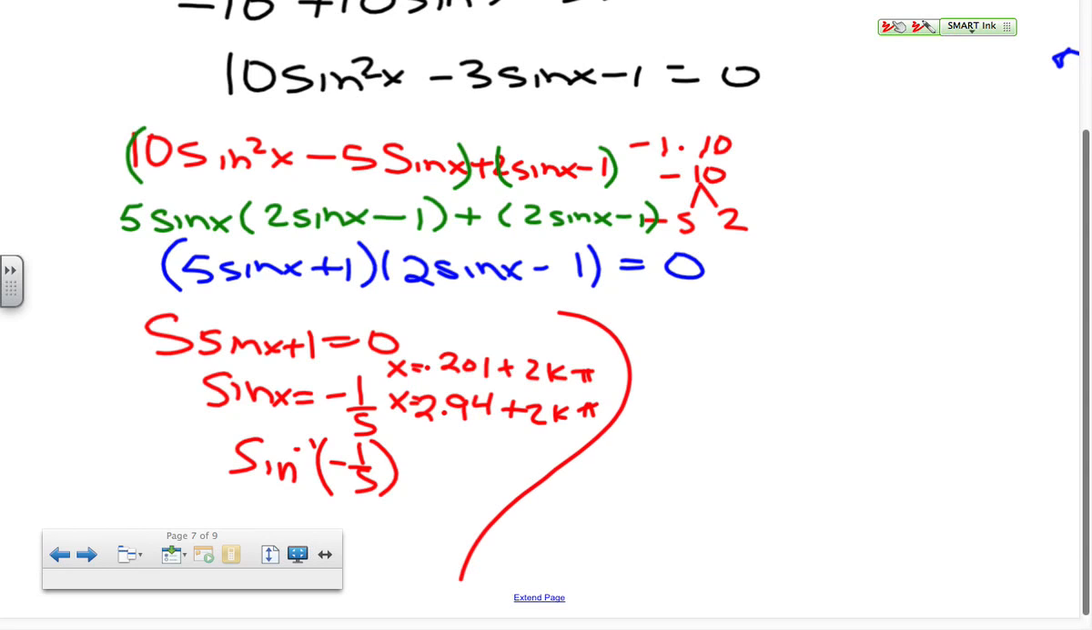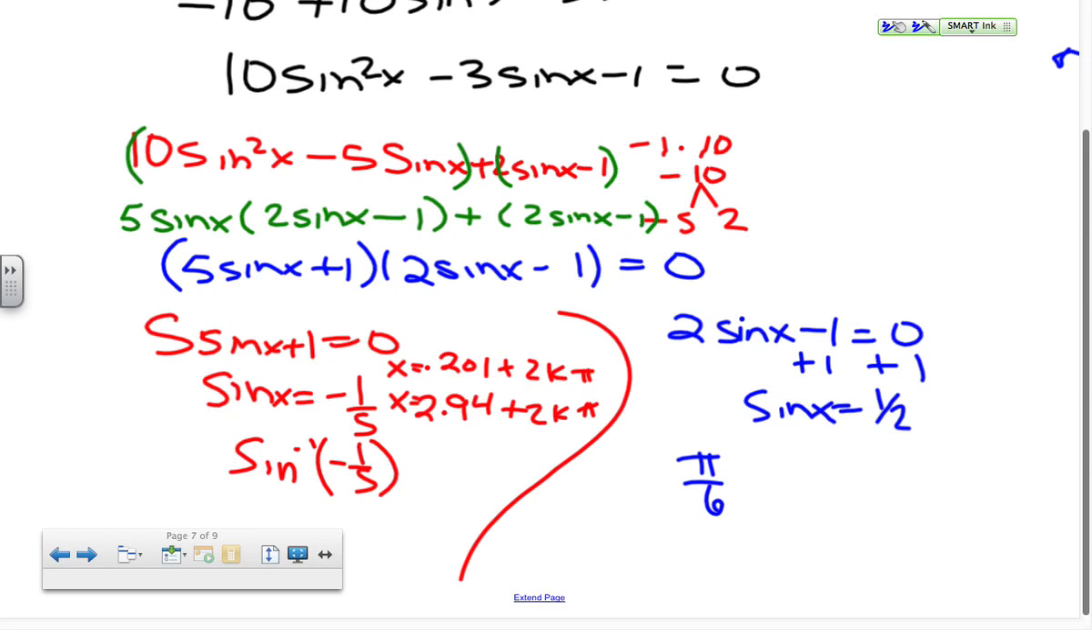That's the first half. Second half, right here, 2 sine x minus 1 equals 0. I add 1 to both sides. I end up with sine x equals 1/2. Now I should know that, right? Sine of x is pi over 6. So I end up with pi over 6 plus 2k pi and pi minus that, 5 pi over 6 plus 2k pi.